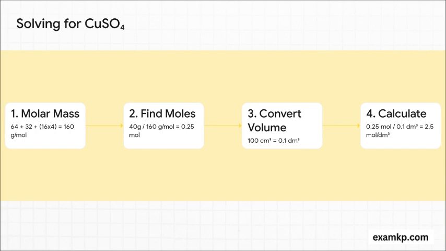Okay, let's break this down. First up, we need the molar mass of our copper sulfate, which adds up to 160 grams per mole. Simple enough. Next, we find the moles. We just divide the mass we were given, 40 grams, by that molar mass, and we get 0.25 moles. And then the big one, the unit conversion. 100 cubic centimeters becomes 0.1 decimeters cubed. Finally, we just plug it all into our formula, 0.25 moles divided by 0.1 decimeters cubed, and our answer is 2.5 moles per decimeter cubed.